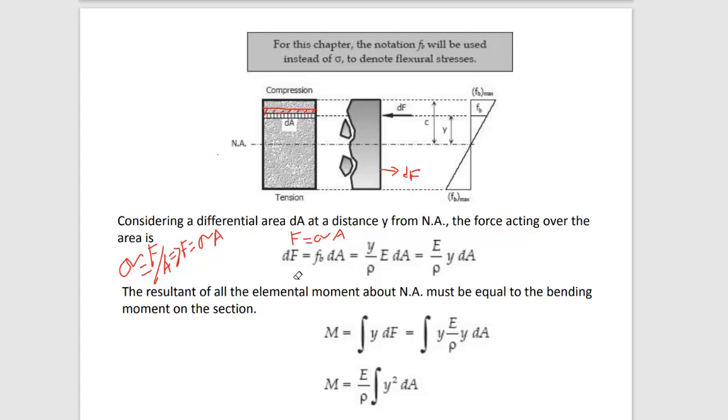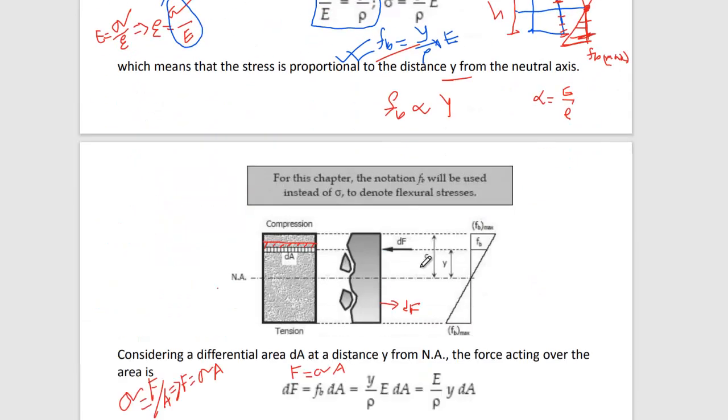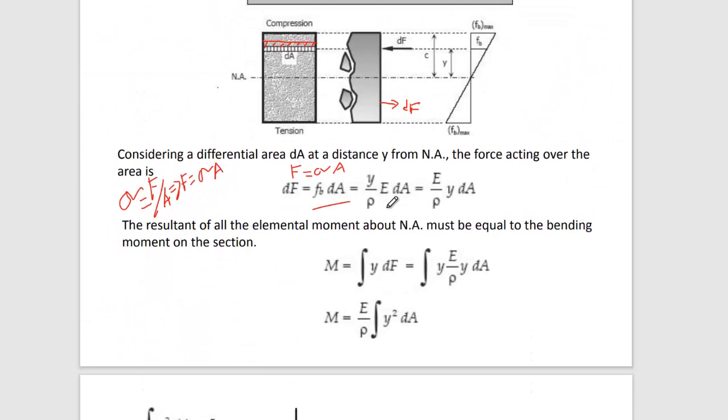Now if you consider dF equals sigma or fb into dA, here you find this fb equals y into E by rho. This one you can write fb also. If you replace this value here, you get this. Finally you get E by rho as a constant into y into dA. Up to this is it clear? Yes, sir.